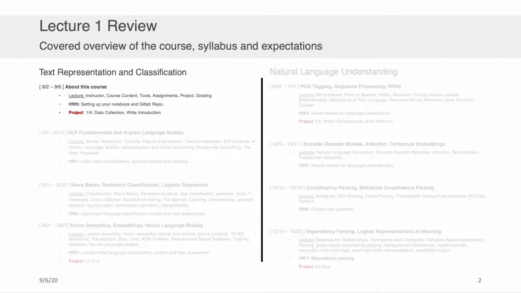In this first part of Lecture 2, we're going to be discussing some of the properties of language. Just a quick reminder, last week's lecture we covered some information about the course, our syllabus, and the expectations for this course. At the end of last week, you should have completed homework 0, which involved setting up your notebook and your GitLab repository for submitting assignments. And you also should have a basic idea of what's expected from you for the purposes of the project.